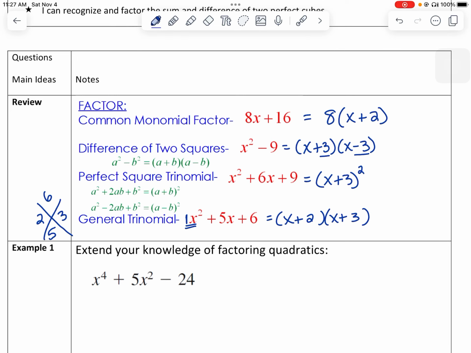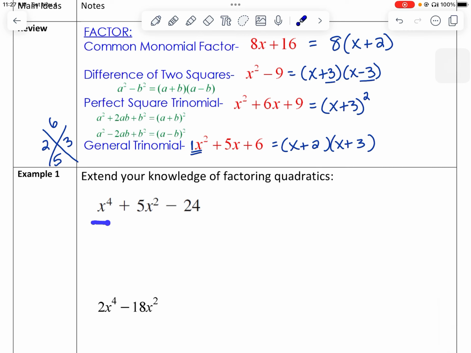So those are our review, and then we can extend that knowledge because especially with the factoring the general quadratic trinomials, the last one that I did, it's going to be very similar to the next problem you're going to look at here when factoring a quartic trinomial. You can apply essentially the same idea. So we have a equals 1 and c equals negative 24. So a times c would be negative 24, and we want it to add up to 5. So factors of negative 24 that add up to 5 would be 8 and negative 3.